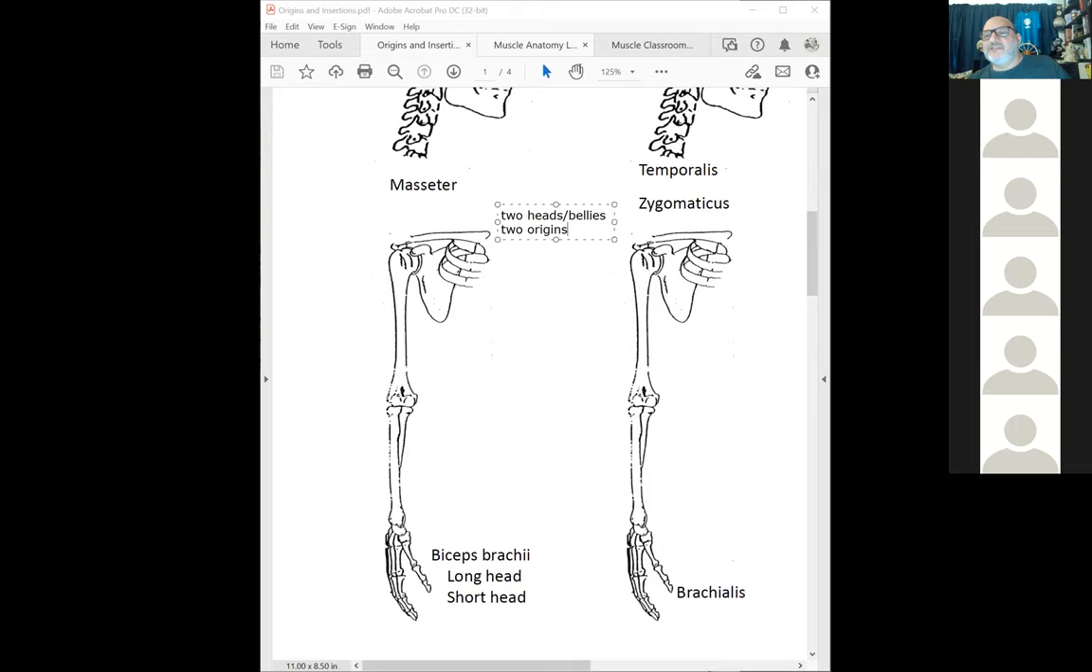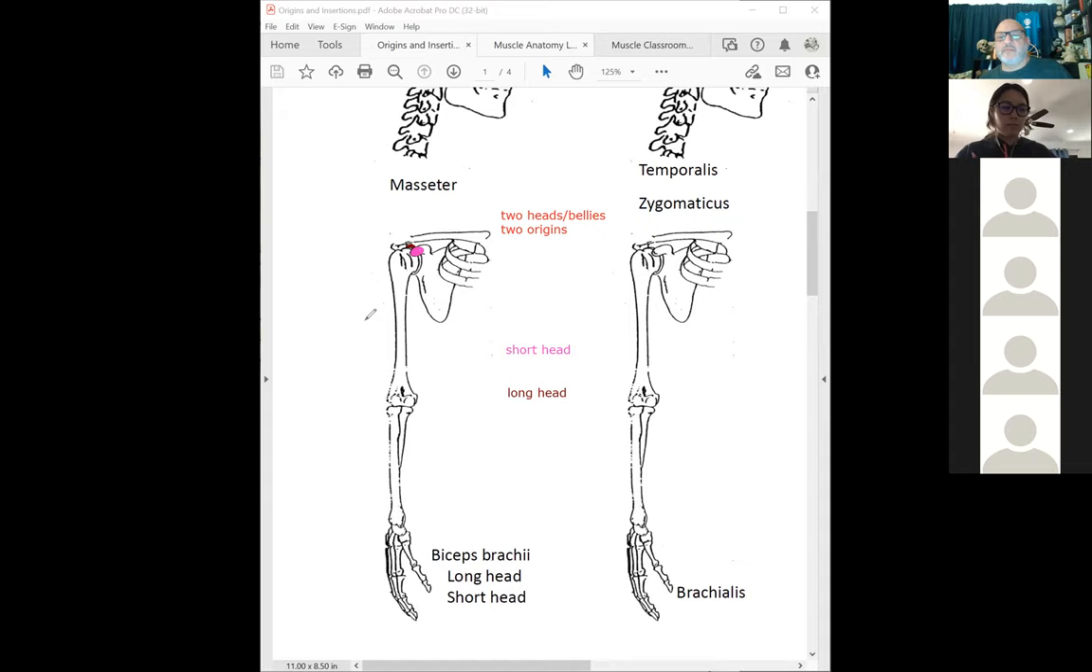So this is one of those cases where we want to be specific. So let's be specific. What are the two heads? What are the two bellies? The short head is the coracoid process. Well, you're absolutely correct, but one is the short head, and then the other is what? The long head. Long head, excellent. But you were also absolutely correct in that the origin of the short head was the coracoid process. So right here is the origin of the short head. And what is the origin of the long head? The supraglenoid tubercle, absolutely, which would be found up here.